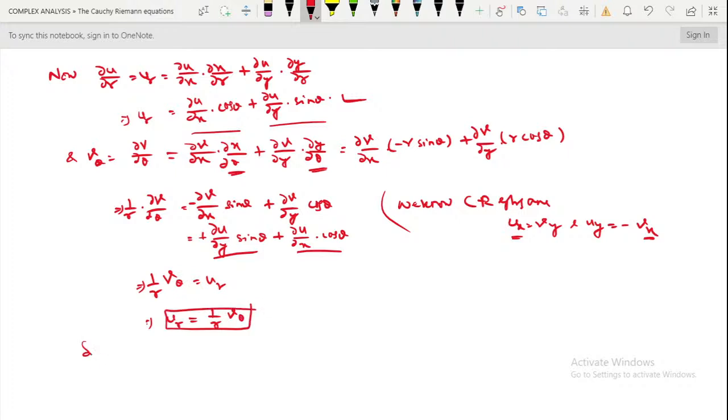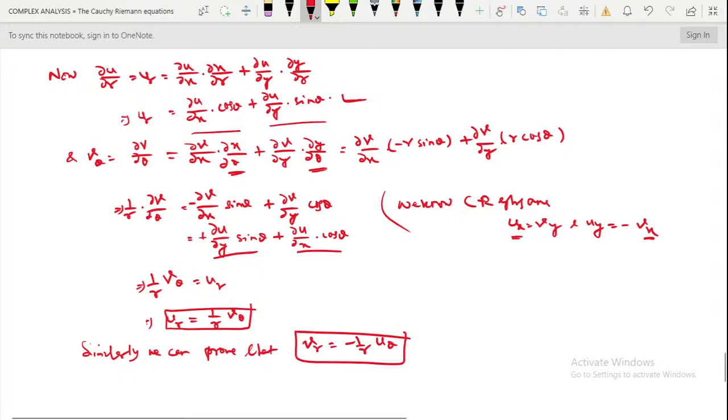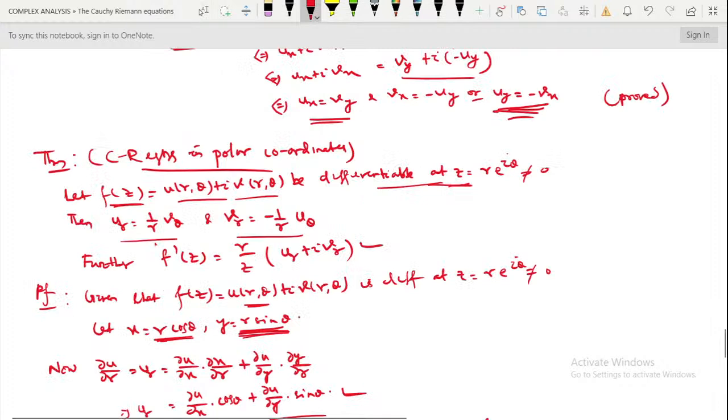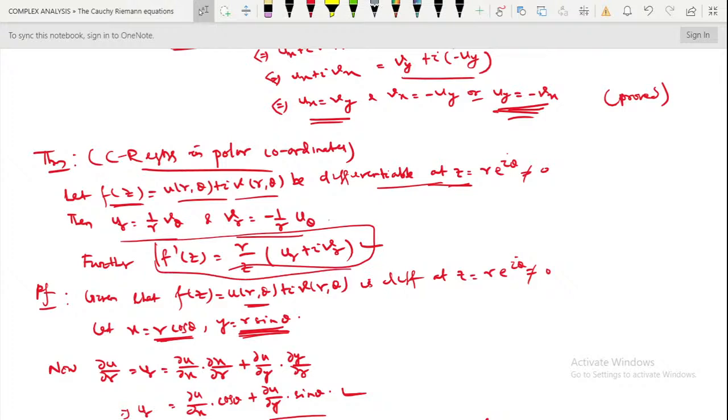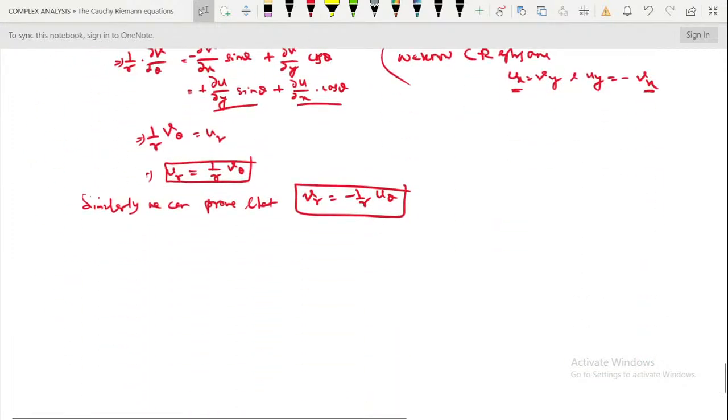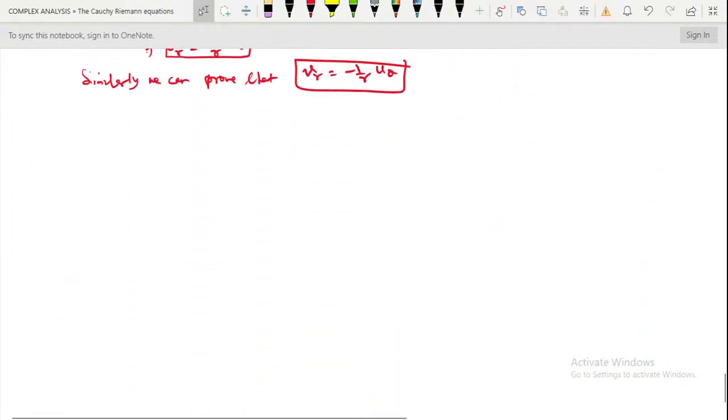Okay. Similarly, we can prove the second relation: that vr equal to minus 1 by r u theta. Now we'll see the next thing. f dash z is equal to r by z whole into ur plus i vr. Okay. Now our aim is to prove that thing.